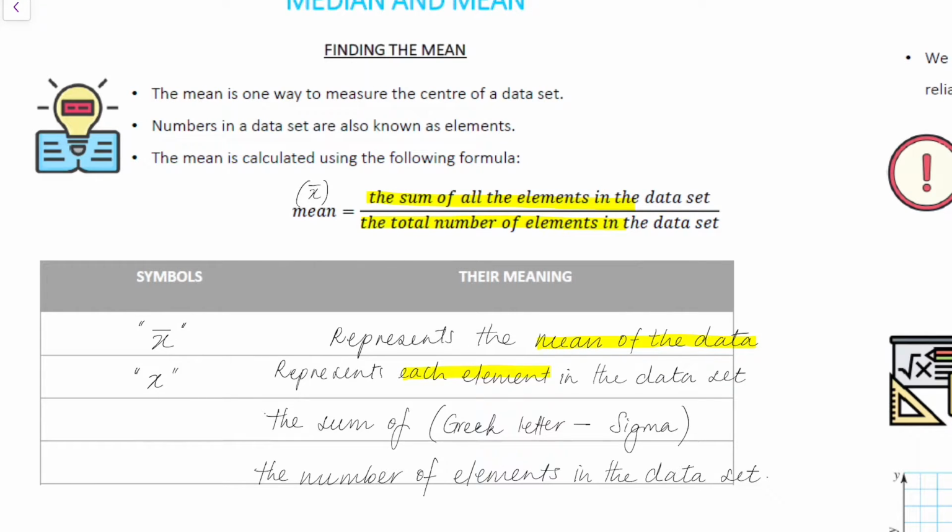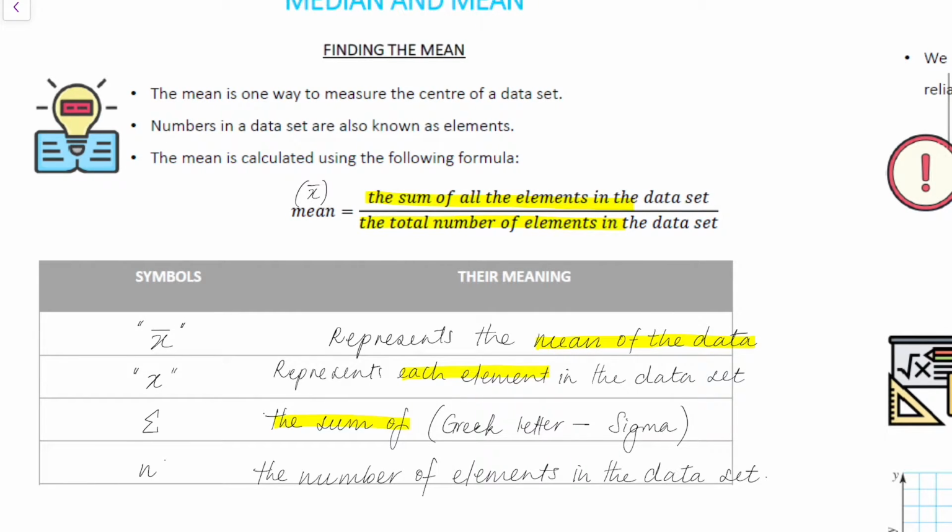Then we have sigma, which is the Greek letter, and that represents the sum of. I do really want to apologize here because I'm not very good at drawing this at all. And then we have the number of elements in the data set, and that is represented by n.